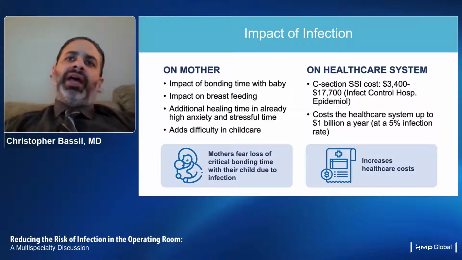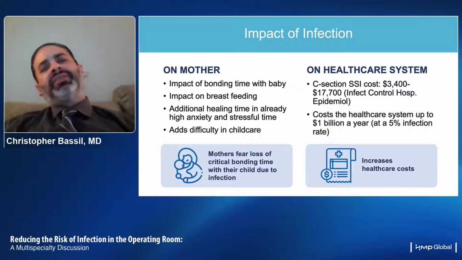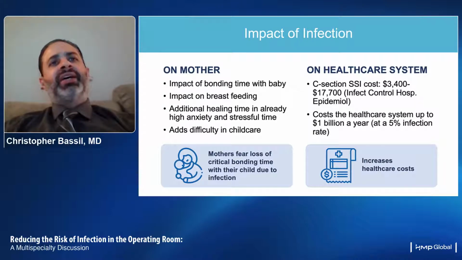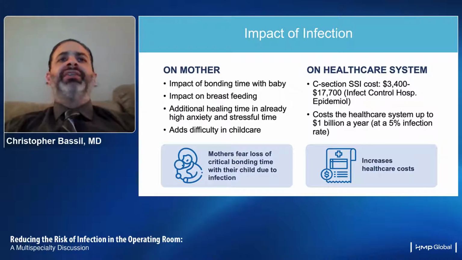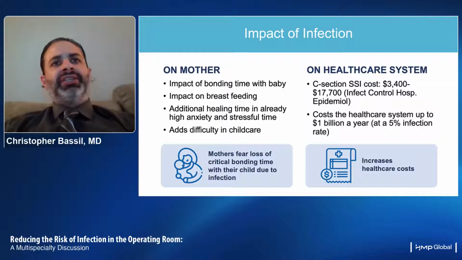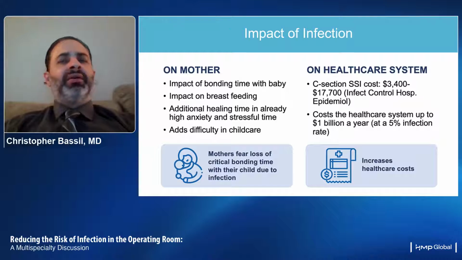Now, how does this affect people? Let's say the healthcare system on one side: if you get the average C-section, a surgical site infection can cost anywhere from $3,400 to $17,700 in addition. And at a 5% infection rate, if you're comparing that Barnes Jewish study, then it can cost up to $1 billion a year.